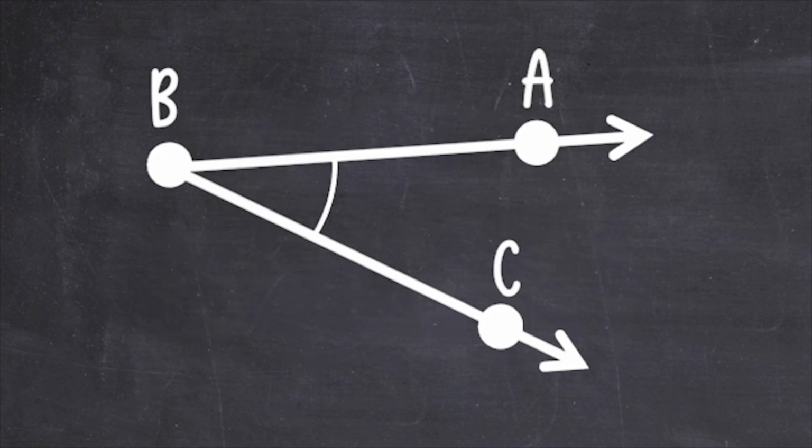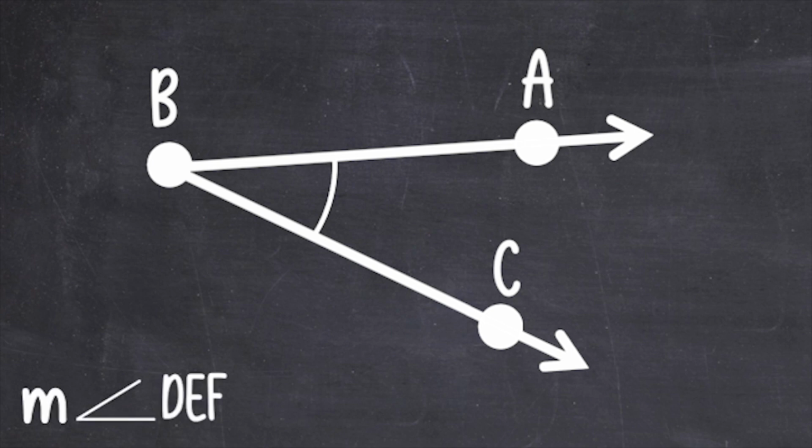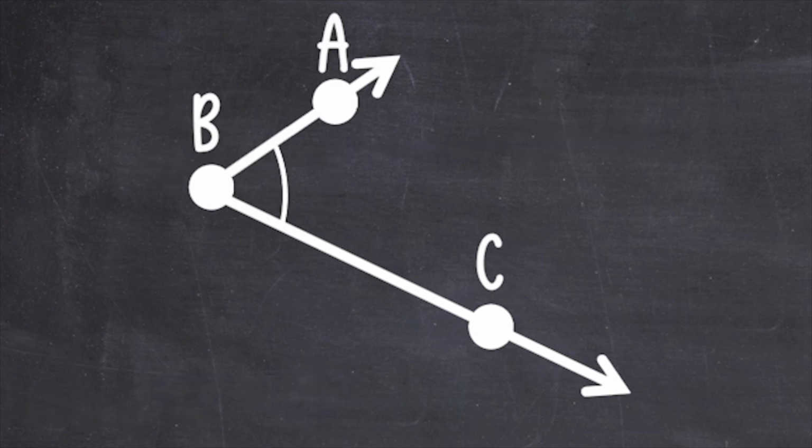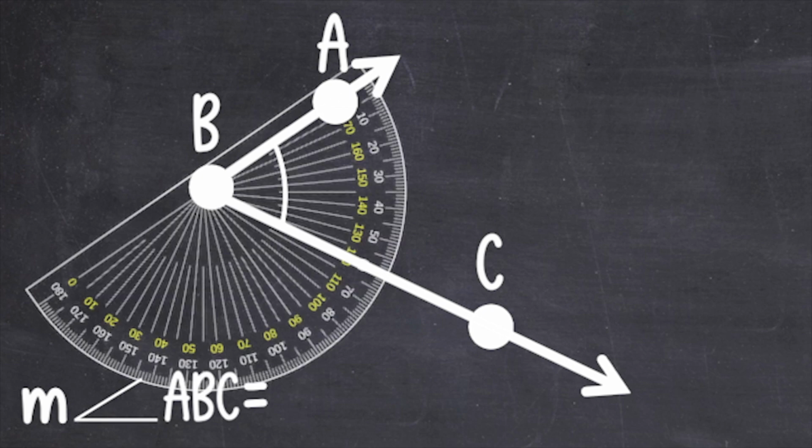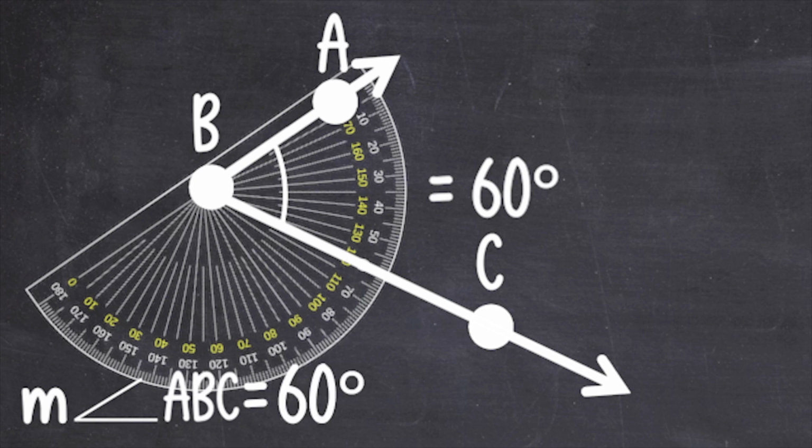When we write down the measurements of an angle, we first write down the letter M, the label of the angle, an equal sign, and the number we measure using the protractor. For example, if we want to talk about the measure of an angle ABC, over here, then we would write down M angle ABC and an equal sign. Using a protractor, we can see that this angle is 60 degrees, so we'll write down 60 degrees next to the equal sign.